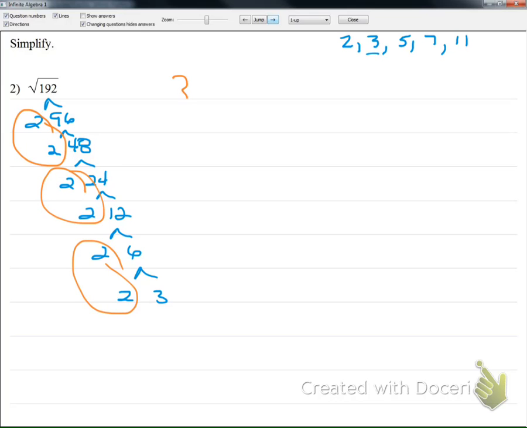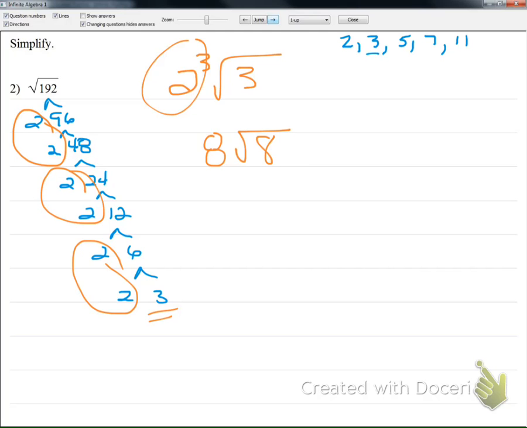Now be careful, don't do this. It's of the number 2, that's the prime. And how many pairs do I have? I have 3 of them. I have this 3 that's left over, so that stays underneath my radical. I do need to simplify whatever's out here. So 2 to the third, that equals 8. Not 3, I didn't mean to write that. So the square root of 192 is 8 square root of 3.